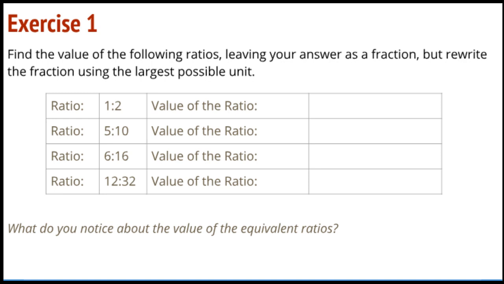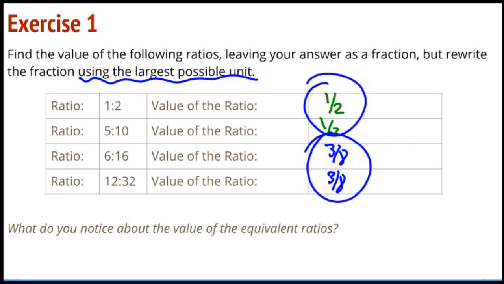So the value of the equivalent ratios. Well, I couldn't help but notice that the values, when we got them written in the largest possible units, oops, that one wasn't half. That one was 3/8. When we went and got them written into the largest possible units, the values were the same. These first two had a value of 1/2. These second two had a value of 3/8.